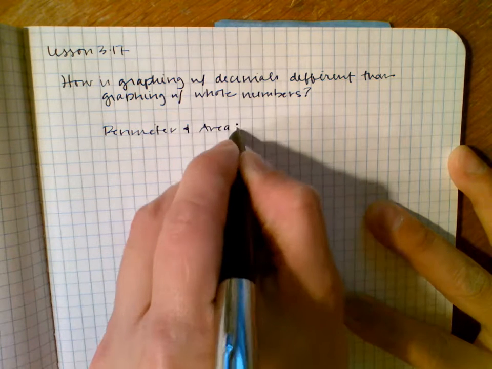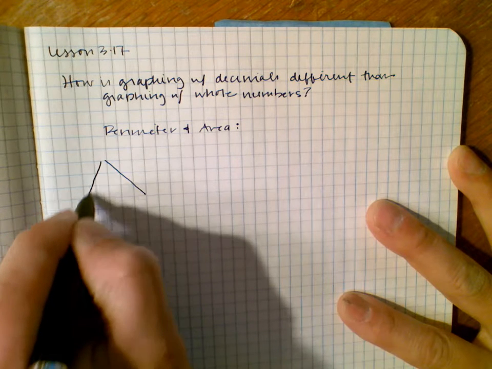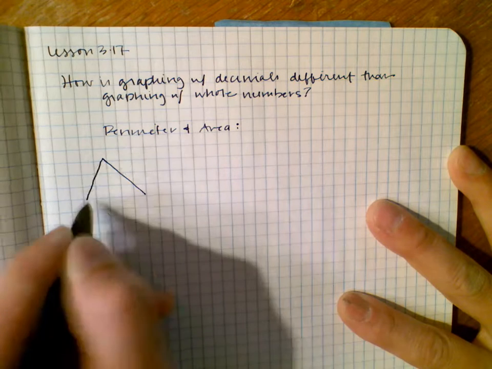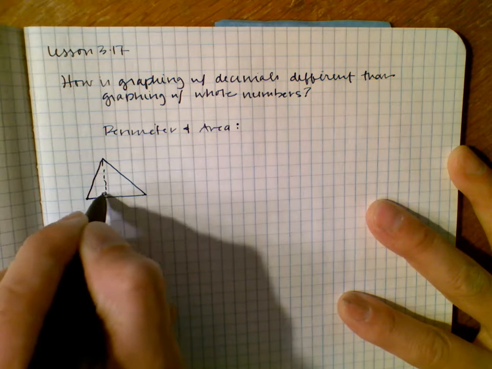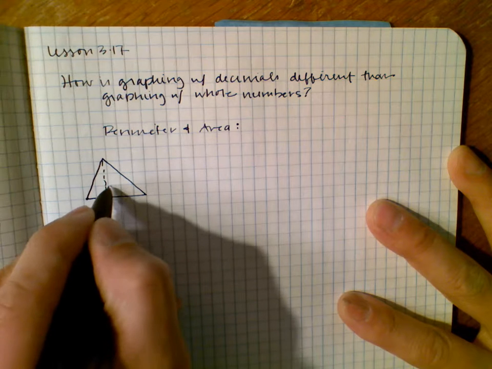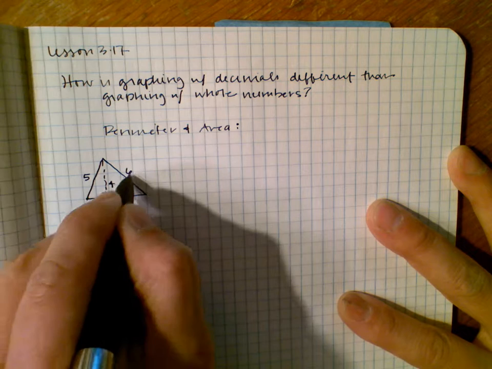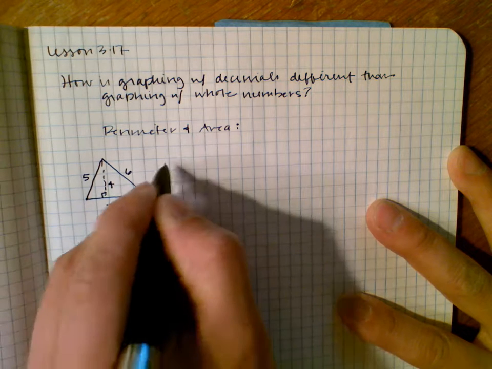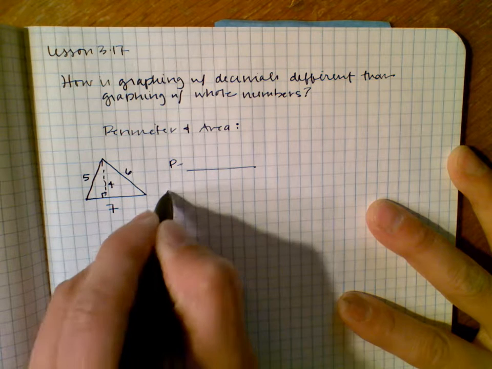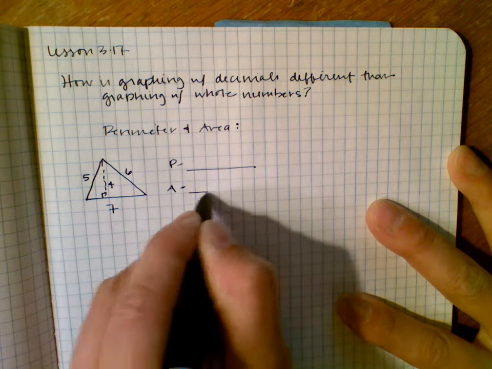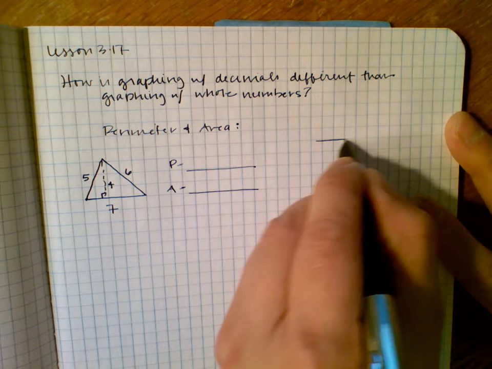of these two figures. Okay, the first one looks like this. I should probably close that so it's actually a figure, not just three lines that go together. We'll say that is 4. We'll say that is 5. We'll say that is 6. And we'll say that is 7. And we're looking for perimeter. And we're looking for area. And the second one looks like this.